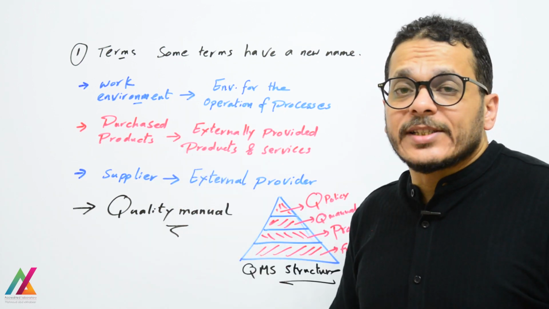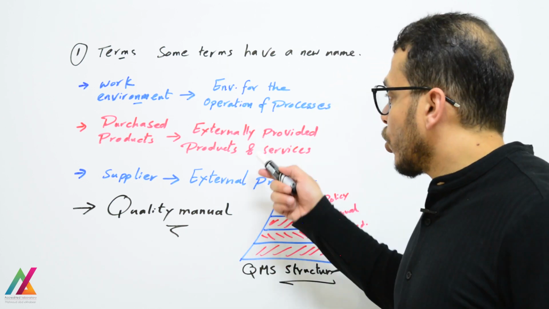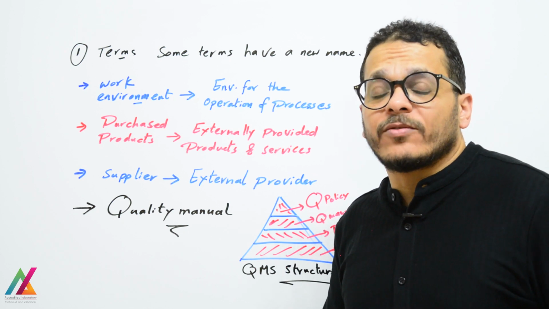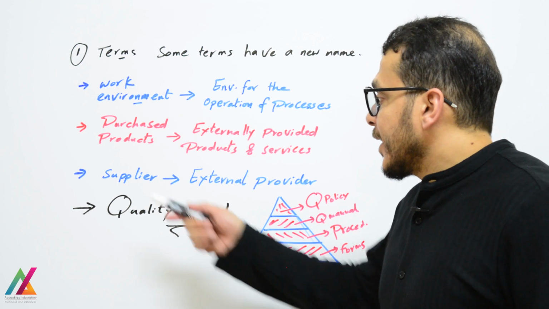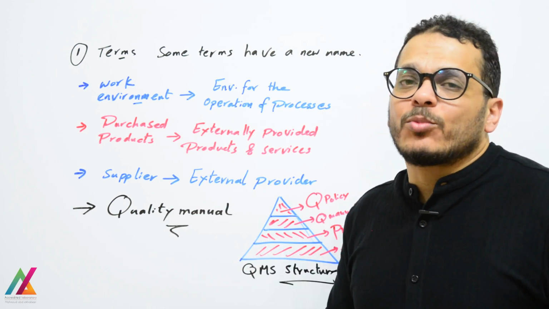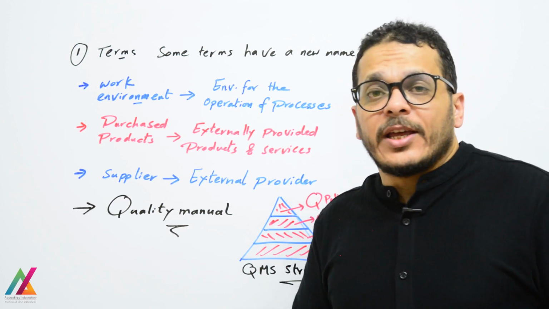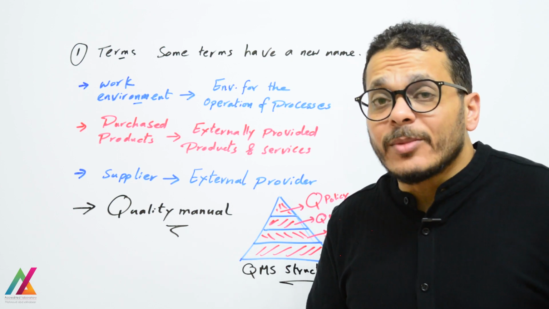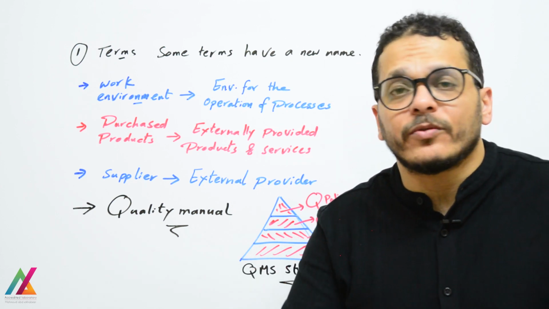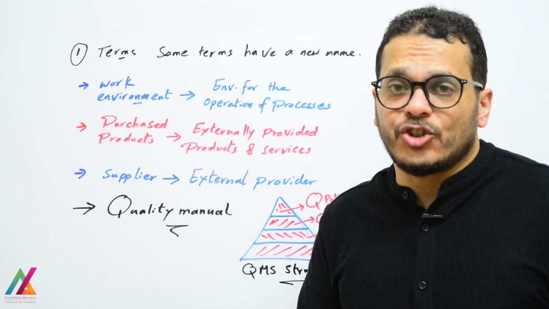And purchased products are now externally provided products and services, and that's also mentioned in ISO 17025 2017 edition, as I explained before. Supplier is now external provider. And quality manual, as I explained before in ISO 17025 2017 edition, is not mentioned or has been removed from the standard. Also the same in the 9001 2015 edition.